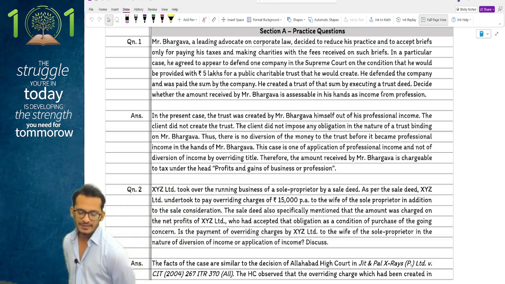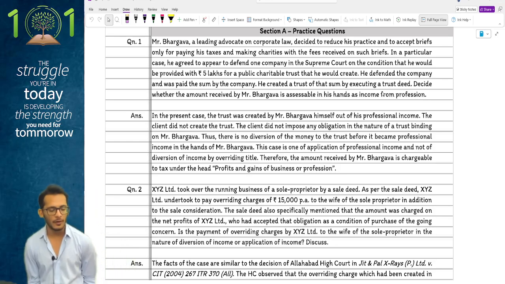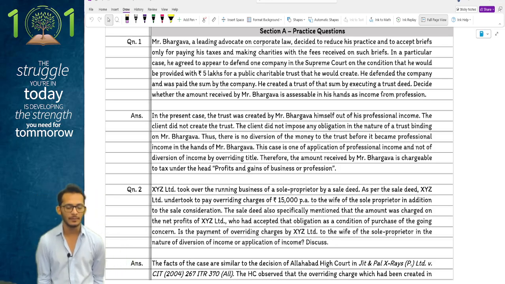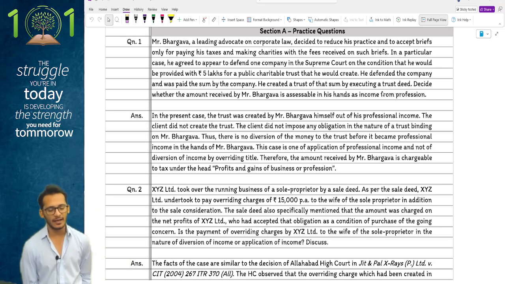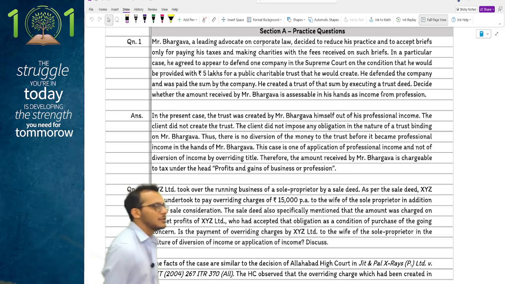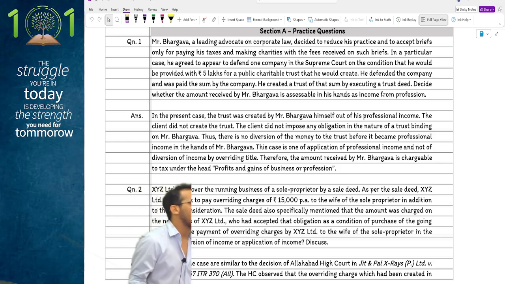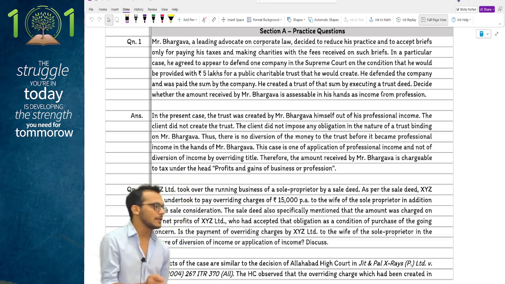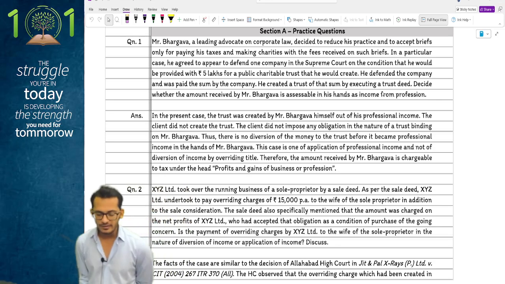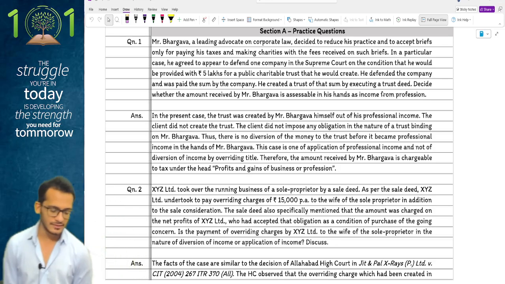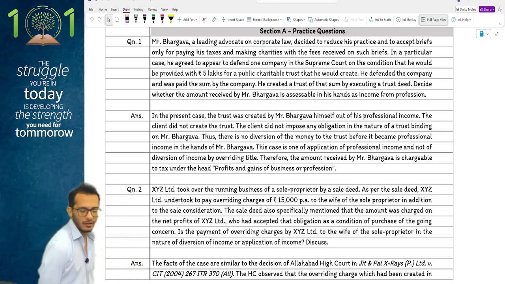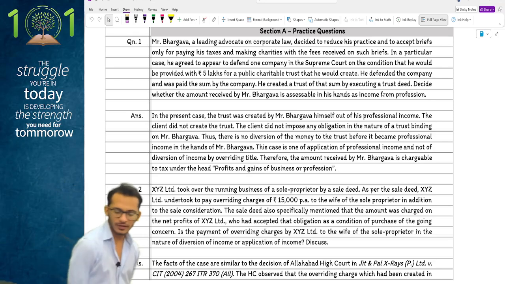The sale deed also specifically mentioned that the amount was charged on the net profits of XYZ Limited, who has accepted the obligation as a condition on the purchase of the going concern. Which means every year I'll have to pay 15,000 rupees to the wife from my profits. Is the payment of overriding charges to the wife of the sole proprietor, in the hands of XYZ Limited, in the nature of diversion of income or application of income?